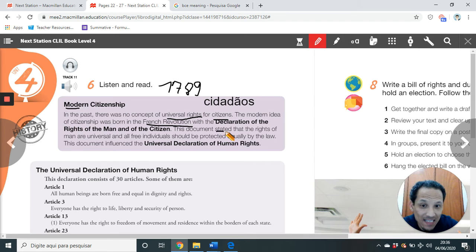This document stated, tipo, afirmou, okay? Stated that the rights of man are universal and all free individuals should be protected equally by the law. Então, né? Afirmava que os direitos do homem são universais and all free individuals, né? Todos os indivíduos livres deveriam be protected equally by the law, pela lei, ok? Todos os indivíduos livres deveriam ser protegidos igualmente pela lei, equally by the law. This document influenced the Universal Declaration of Human Rights.